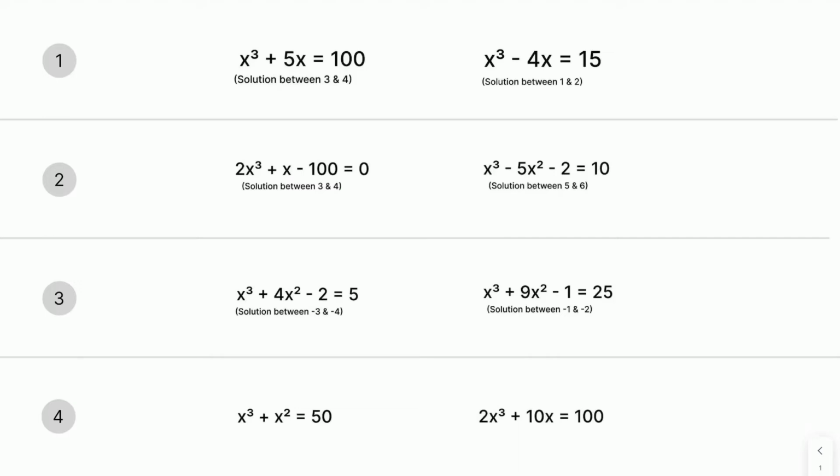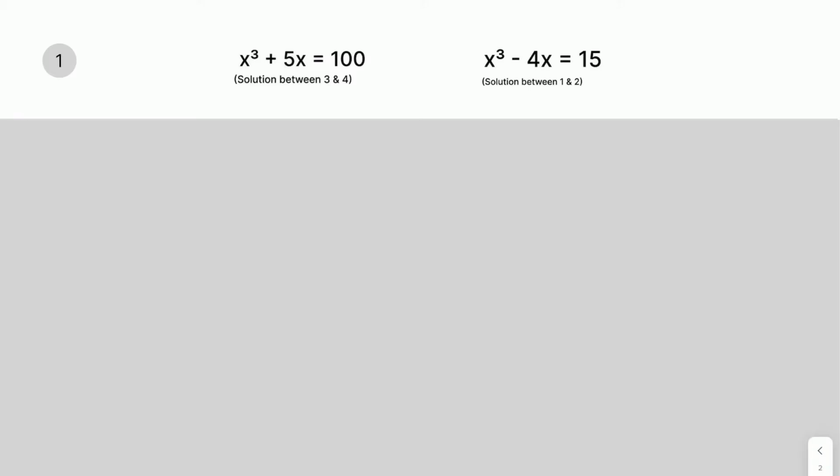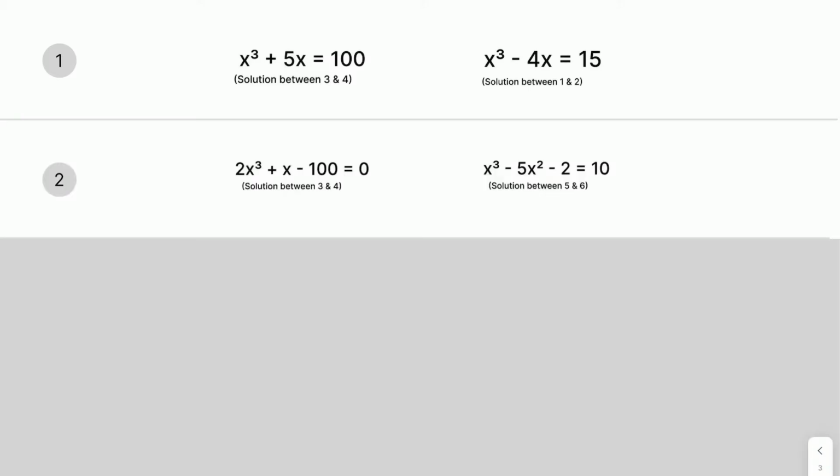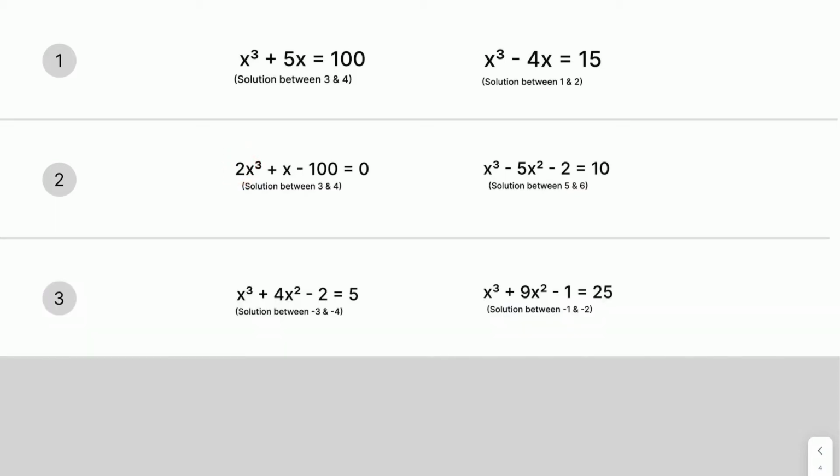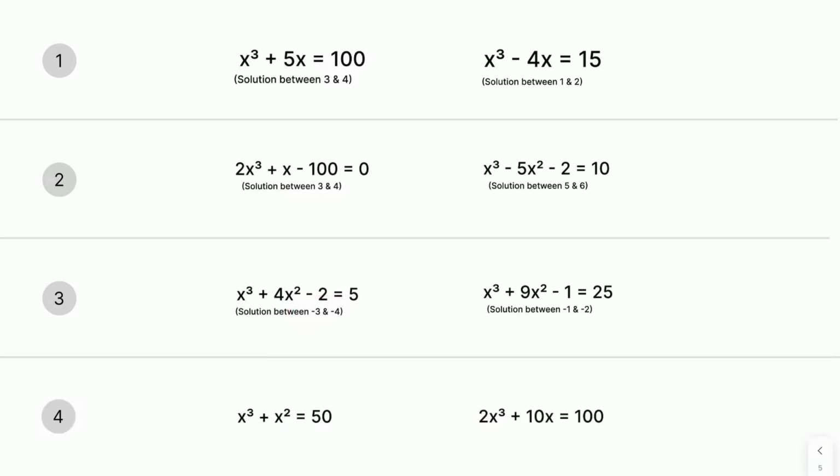So in this video, we're going to look at different types of questions you could face in an exam around trial and improvement. We're going to start off by looking at simple examples like this. We're then going to move on to slightly more difficult examples where you've got a coefficient in front of the x. And then we're going to look at examples where the answer has a negative in it. And then finally, we're going to look at examples where you've been given no solution range.